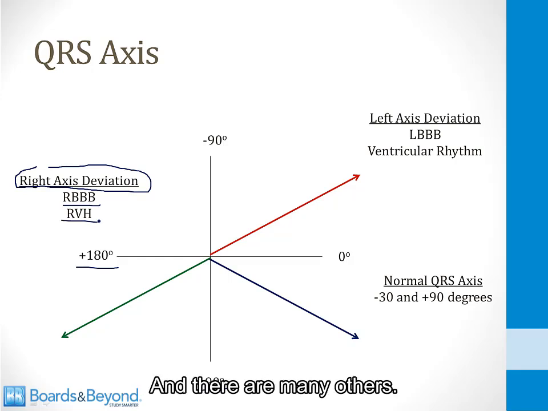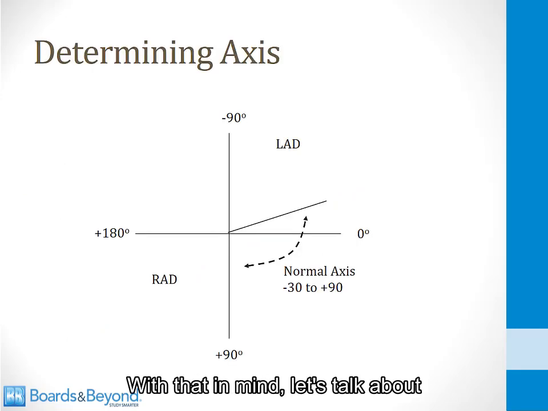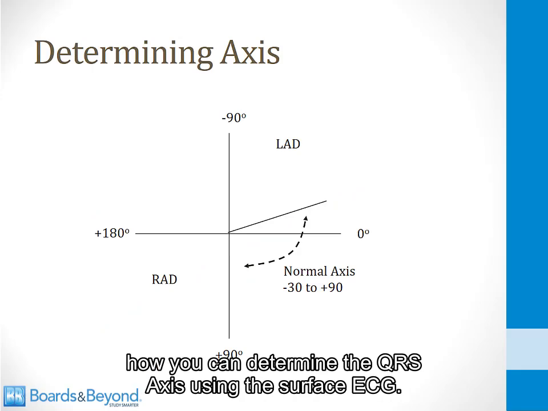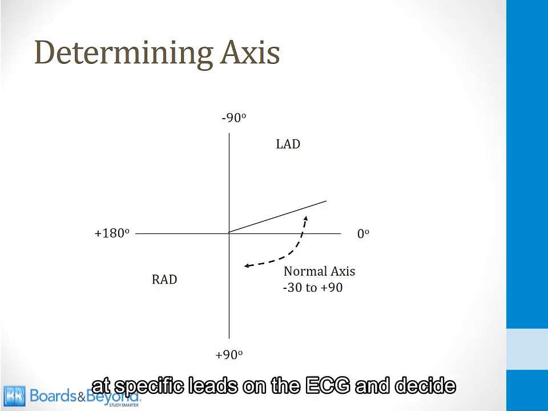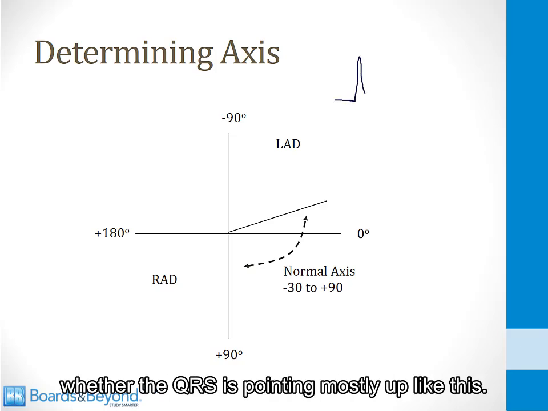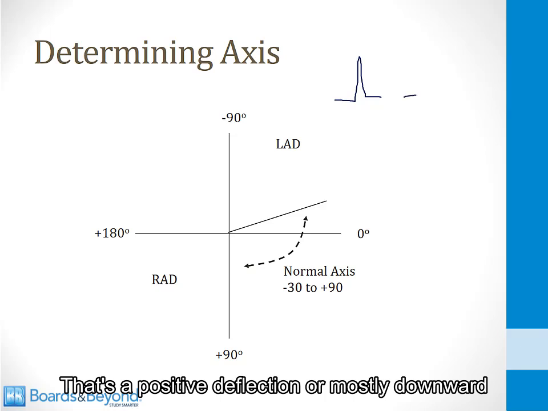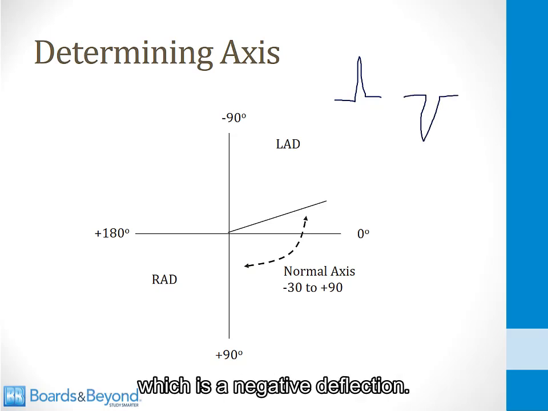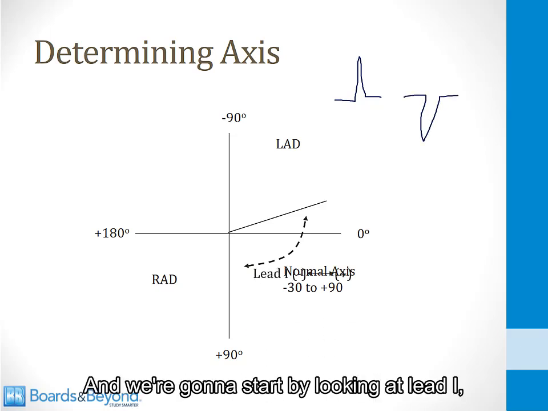are many, many others. With that in mind, let's talk about how you can determine the QRS axis using the surface ECG. In order to do this, we're going to look at specific leads on the ECG and decide whether the QRS is pointing mostly up like this, that's a positive deflection, or mostly downward, which is a negative deflection. And we're going to start by looking at lead 1.